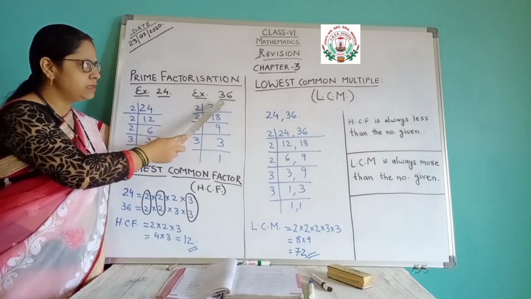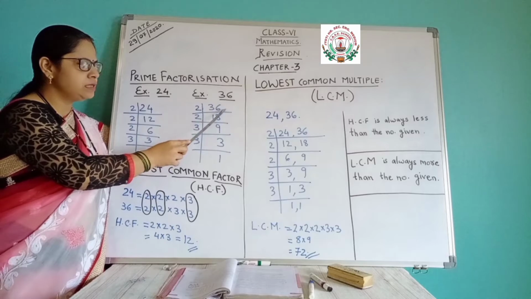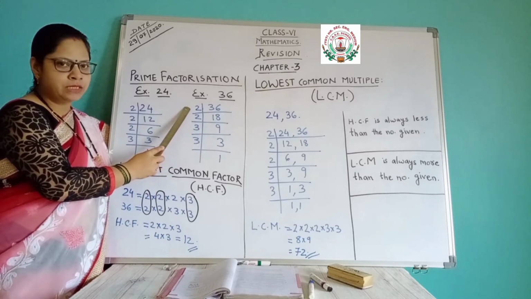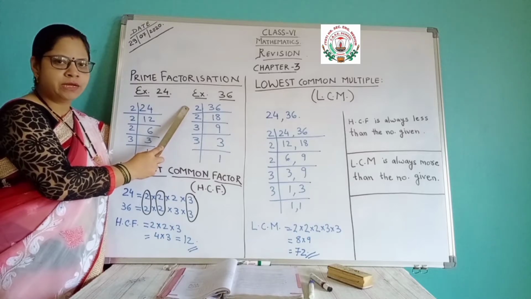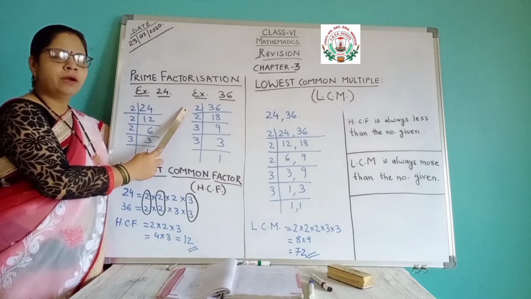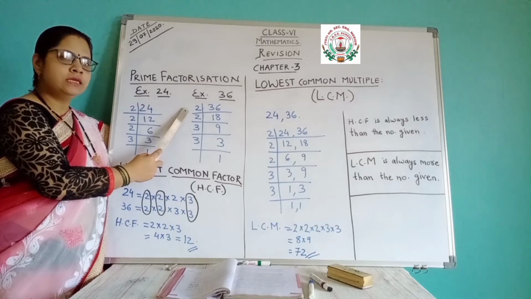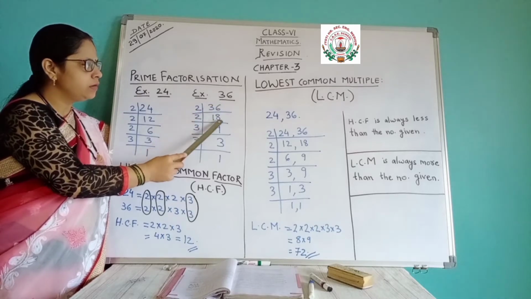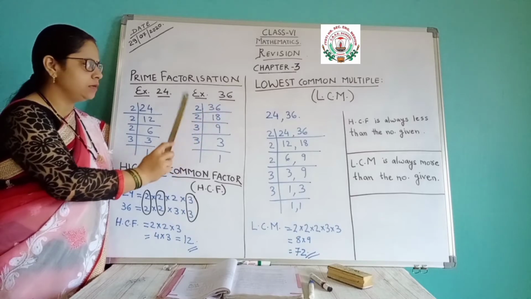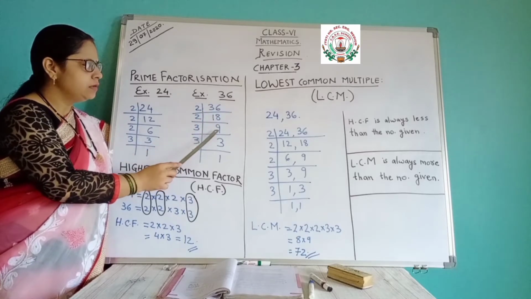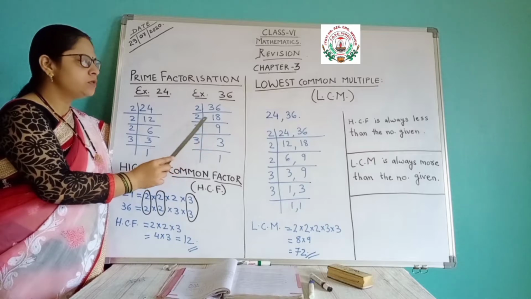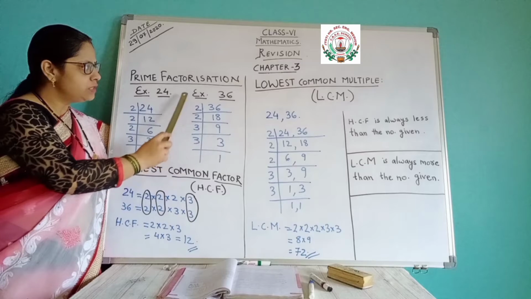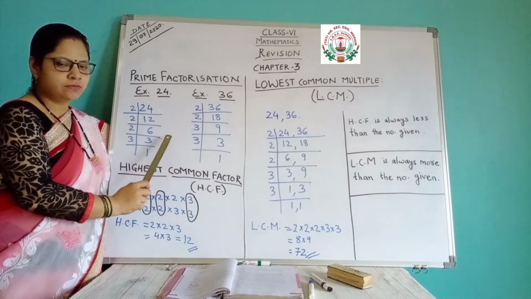Now example 36. In the same way, 36 is divisible by 2, so we will start with 2. Do not start with 3. It is also divisible by 3, and 3 is also a prime number, but always try to start with the least prime number. We have started here with 2. 2 ones are 2. Carry 1. 2 eights are 16. Then 2 nines are 18. Now it is not divisible by 2, so we will go for 3. 3 threes are 9. 3 ones are 3. So this is called prime factorization.